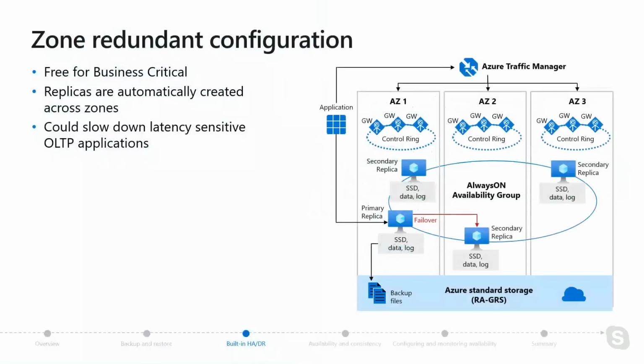And you might be wondering, okay, how can I go to the next level? Or are there other ways I can go to the next level? And we're going to explore a few other ways you can go further with availability. And the first thing we're going to talk about is zone redundant configuration.